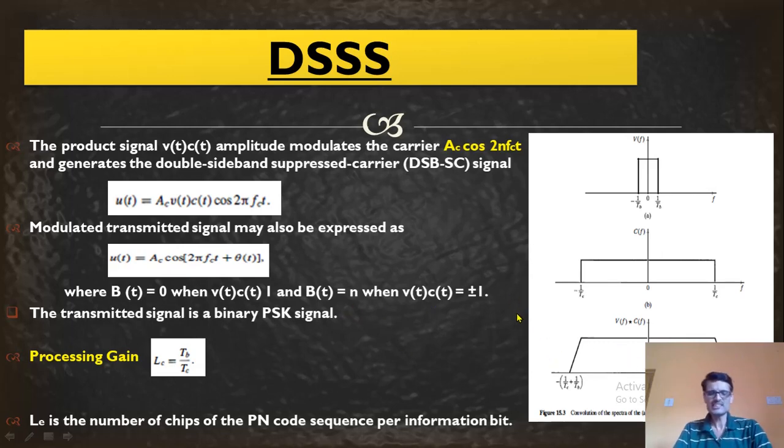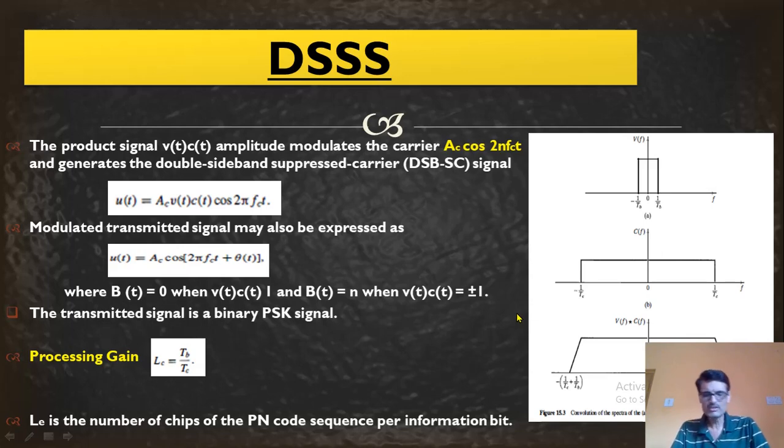Now here, this is basically about direct sequence spread spectrum. A simple multiplication of a large wide bandwidth C of t with a small bandwidth original signal, information signal V of t will give you U of t, which is C of t into V of t.